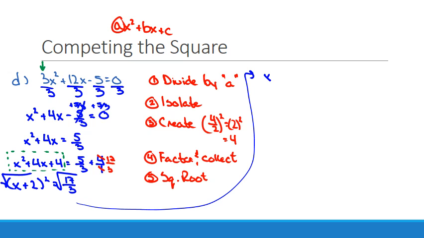So I'm going to get x plus 2 equals plus or minus the square root of 17 over 3. Now, I'm looking at this, everybody. Whenever I look at something, first of all, I look at it: is it a perfect square? Can I take the square root? It's not. So I'm going to look to reduce it.